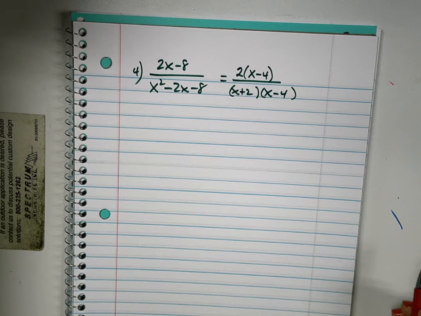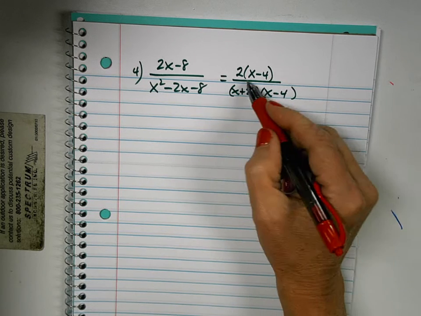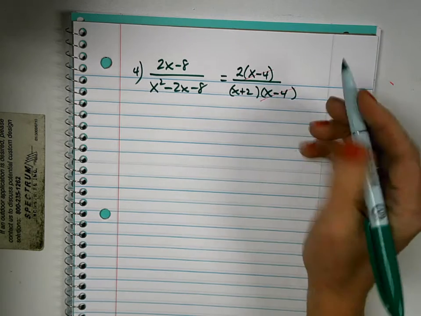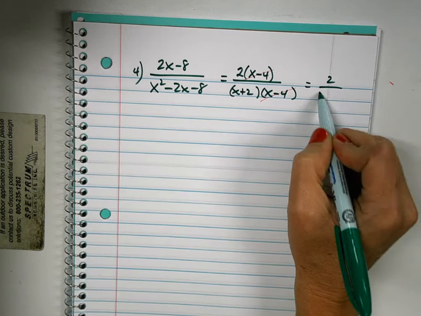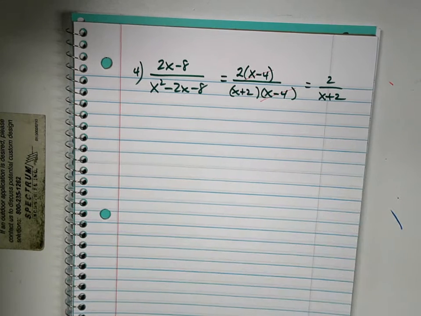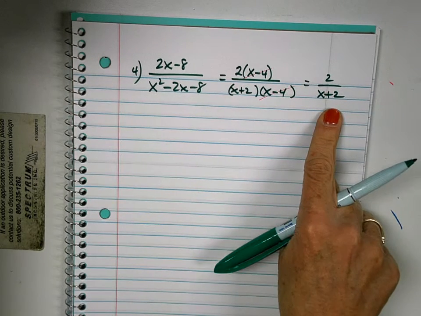This is where we can reduce, right? We're canceling this entire part that's tied together, the x minus 4, x minus 4. I have 2 over x plus 2. Can I cancel those 2's? Don't do it. No, it's not legal. Okay? It's got to be x plus 2 you got to cancel.